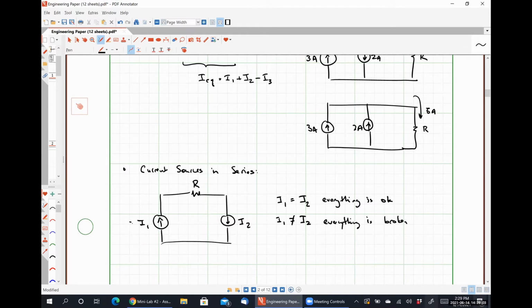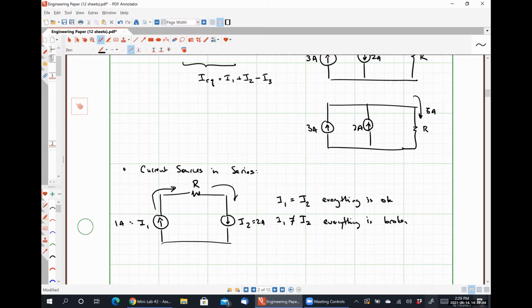So for instance, let's say that I1 is 1 amp and I2 is 2 amps. As we follow our current around the loop, we can see that 1 amp of current enters our resistor R, but 2 amps of current leaves, which means our resistor R somehow destroyed 1 amp of current. Well, destroying 1 amp of current means that it has destroyed 1 coulomb of charge in exactly 1 second. So this situation violates the law of conservation of charge, because charge can't be created or destroyed either. It can just be transferred around.